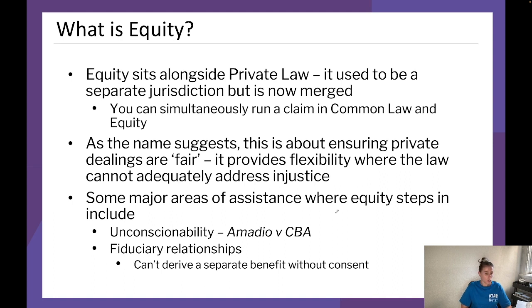So if you have a contract and there's been no breach in that regard, but something is very wrong, that will be when the law steps in and says there needs to be something here. This isn't fair. Some clear areas where this happens are unconscionability and fiduciary relationships. For unconscionability, our famous case is Amadio and Commonwealth Bank of Australia.